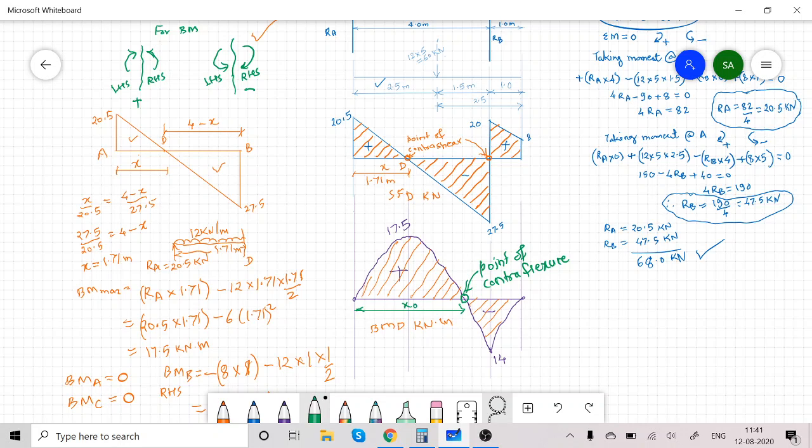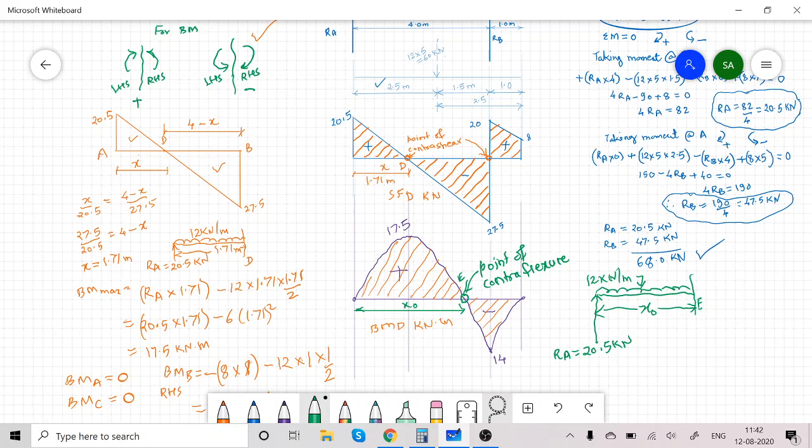from A. So I am drawing the sketch of the left hand side of x0. See, this is x0, the left hand side of the point of contraflexure. This is Ra equal to 20.5 kilonewton, and the UDL is there. This is the point of contraflexure. Let us call this point E. So this is point E. This is the 12 kilonewton per meter UDL, which is given.